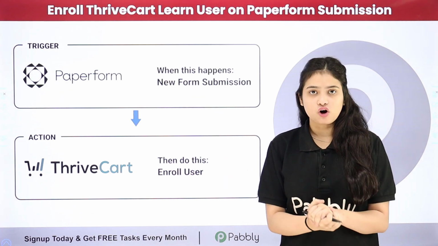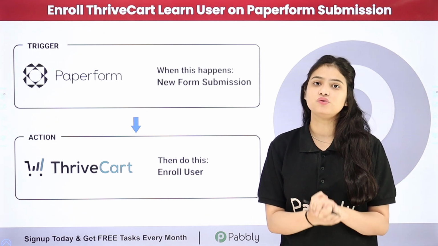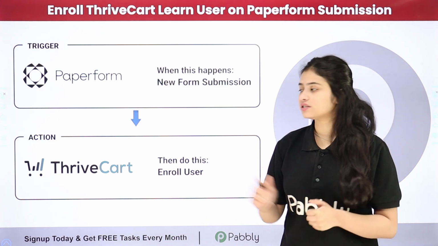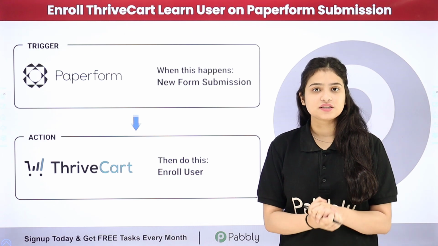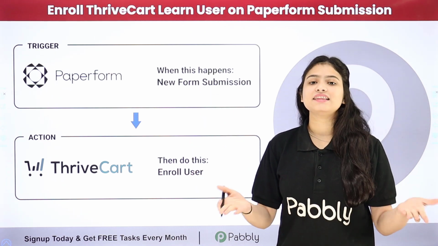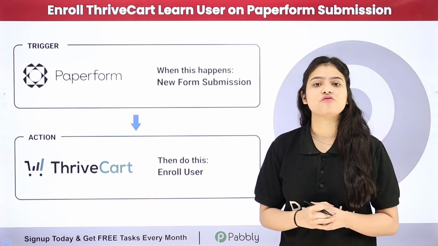I have already attached the form on my website, and now my objective is that every time I am going to receive a new submission for a new student, automatically that student should be enrolled as a user in ThriveCart Learn for a particular course. To automate this entire process, we will have to set up the connection between Paperform and ThriveCart Learn, and that we are going to do without any coding and any programming skills, simply with the help of Pabbly Connect.